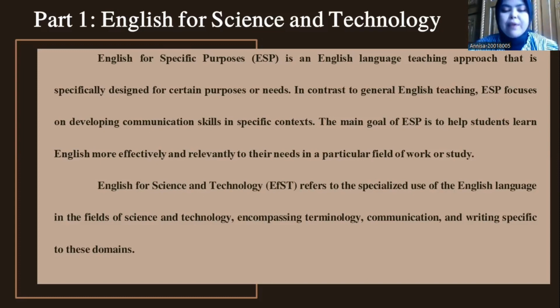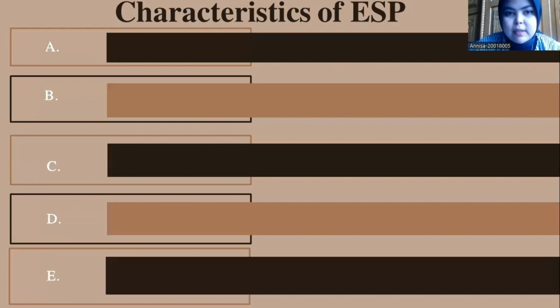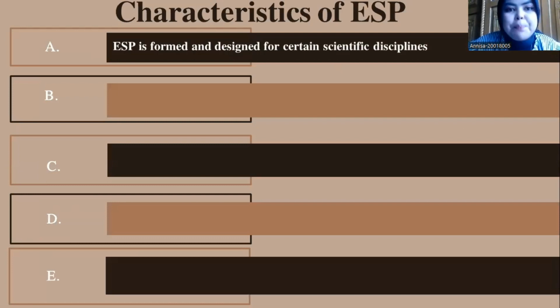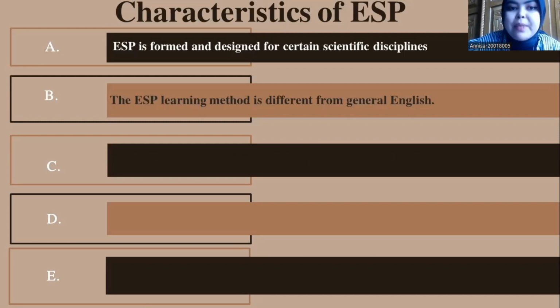And so, what are the benefits of English for Science and Technology? First, let's find out what the characteristics of English for Specific Purposes or ESP are. First, ESP is formed and designed for a certain specific discipline. What does it mean? That is, ESP was created for a more specific field, for example, learning English to become a tour guide in the hotel and tourism sector, or perhaps English to build relationships in the business world, namely English for business. Next, the ESP learning method is different from general English.